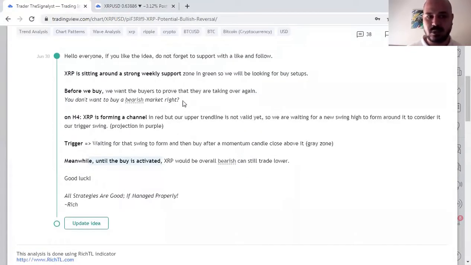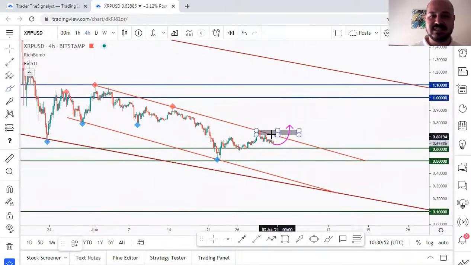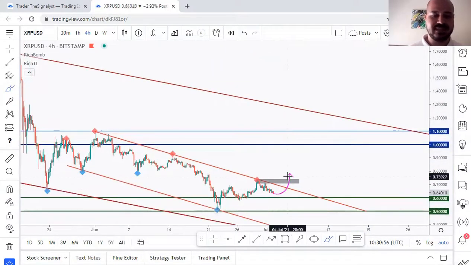Right? You don't want to buy a bearish market. So we know that we are bearish, and price can still trade lower and lower, but while waiting for the buyers to take over by breaking above this one. And by breaking, I mean with a momentum candle close, or a big candle close with volume and strength, showing that the bulls are taking over in an aggressive manner and not just a shy candle or one with a big wick from the upper side. We want a full candle closing above this area, showing that the bulls are now in full control, or at least taking over. And as usual, this would be my trigger.